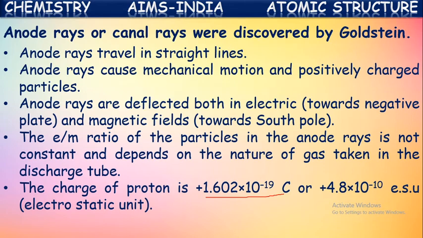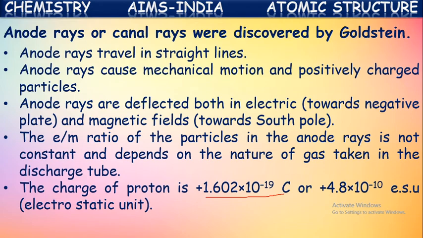So the point is, all the cathode rays can be considered as electrons, but all the anode rays or canal rays will not come under protons. Anode rays or canal rays are nothing but positively charged ions produced from a gas when high voltage current is passed into a discharge tube. Out of these anode rays, the smallest particles, or the smallest positive ions produced, are called protons. So the smallest particles of anode rays or canal rays are called protons.